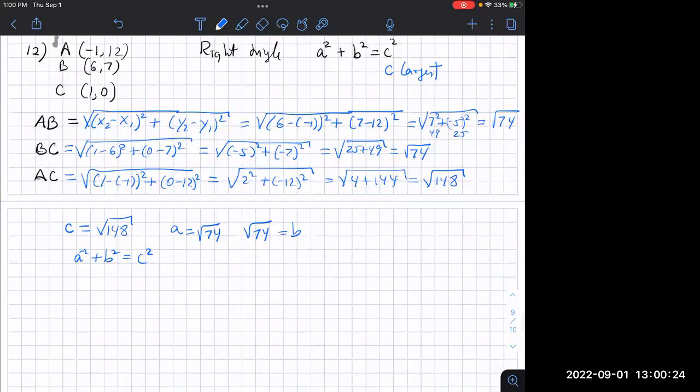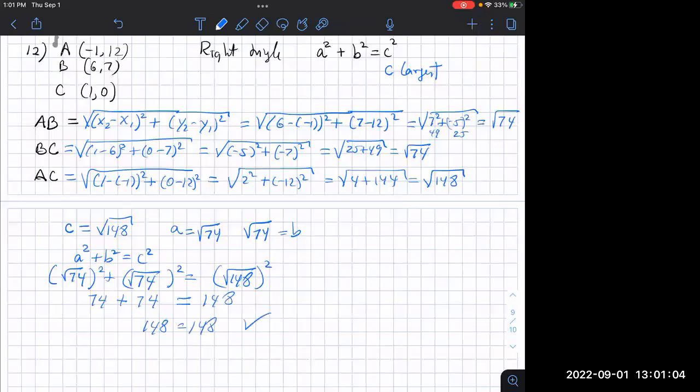Oh, I didn't do the check. Okay, A squared plus B squared. So it should be square root of 74 plus square root of 74 equals square root of 148, right? And each one is squared, right? Hang on, let me get my calculator. So 74 plus 74, is that equal to 148? Yes, it is. So that checks out then, right?